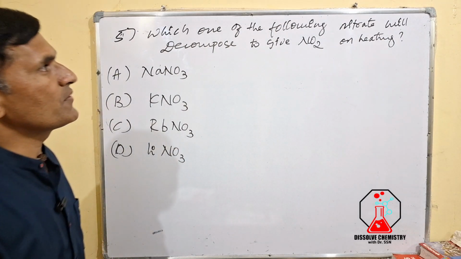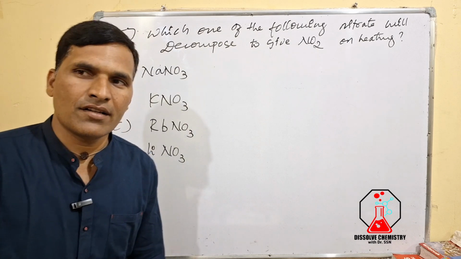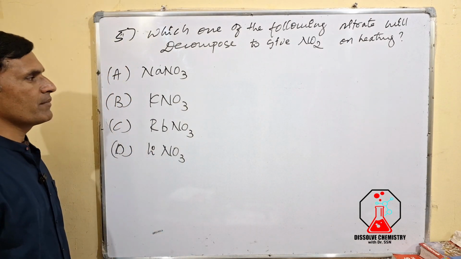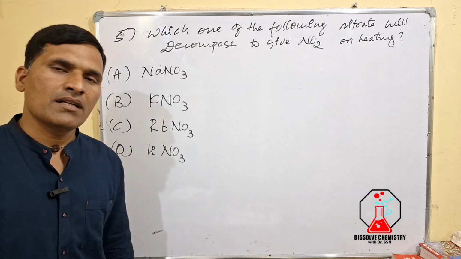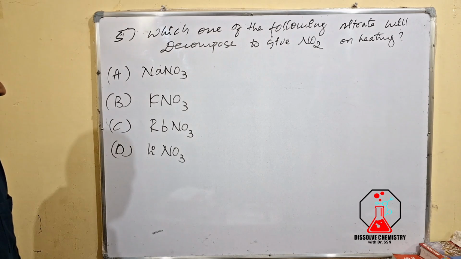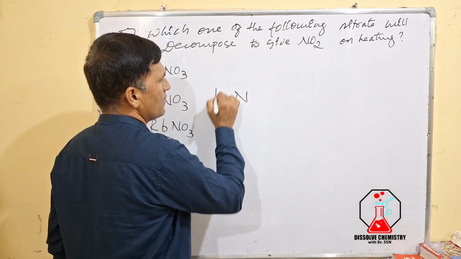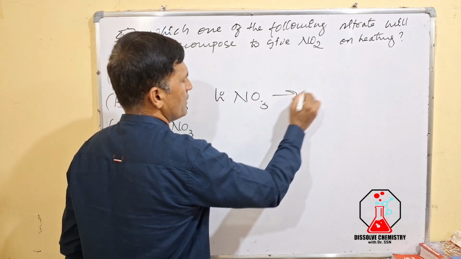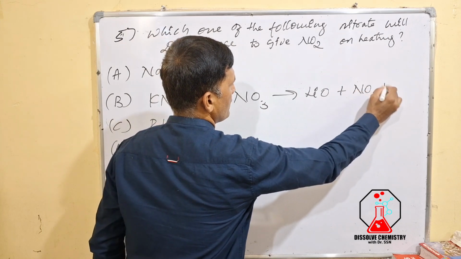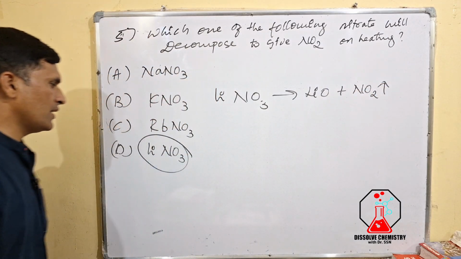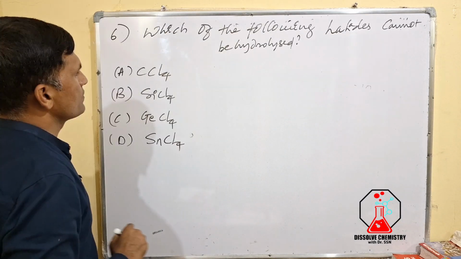Okay, the next question is, which one of the following nitrate will decompose to give NO2 on heating? Okay, so the options given are sodium nitrate, potassium nitrate, rubidium nitrate, and lithium nitrate. All are the nitrates of the alkali metals. So therefore you should remember that. So this lithium nitrate, upon heating it forms lithium oxide plus NO2 gas is being liberated. Okay, then your option D is the right option. Fine. So let us move on to the next question.